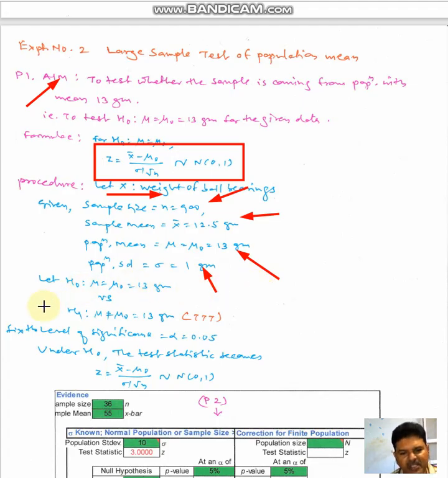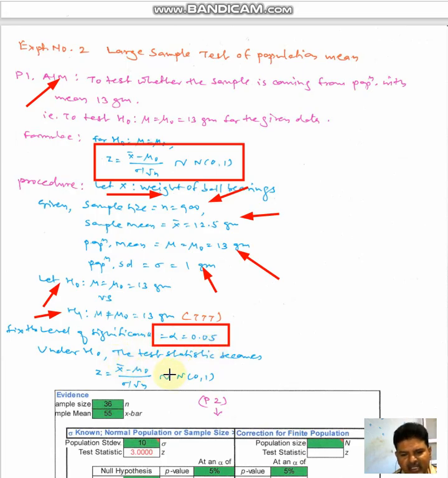Then the procedure starts with writing H naught. First write H naught, so that is mu equal to mu naught equal to 13 gram. Then write H1. So H1 is mu not equal to mu naught, so that is 13 gram. Next we have to write down the level of significance. In this case it is 0.05, so that is 5%. If the level of significance is not given in your example, then it should be taken as 0.05.